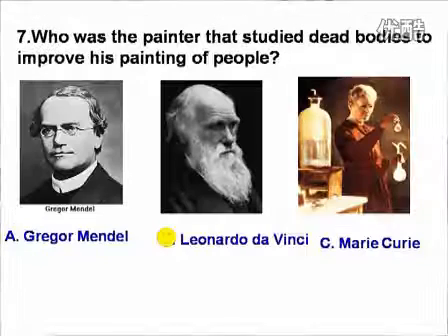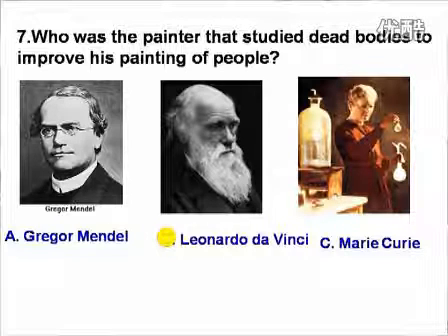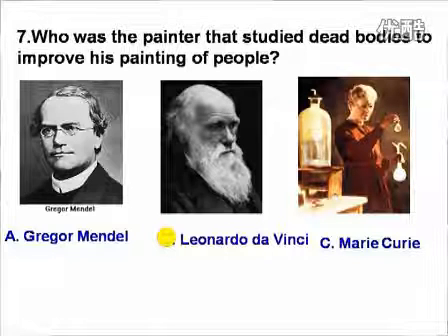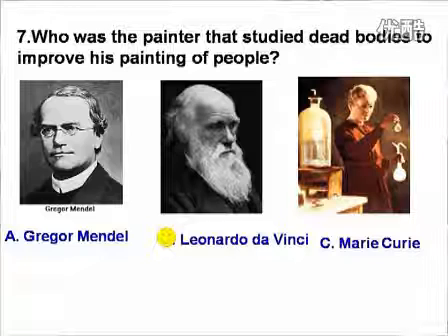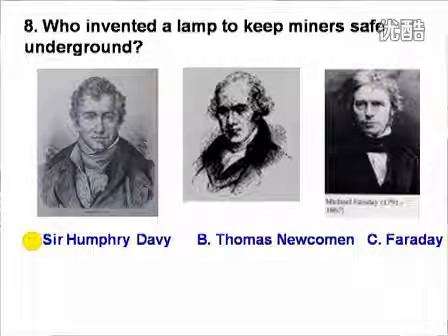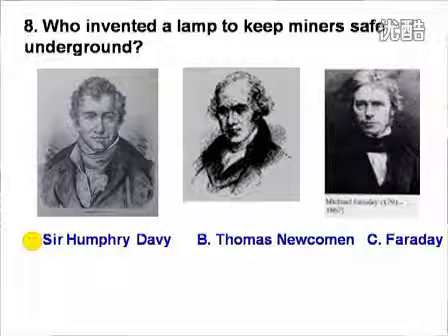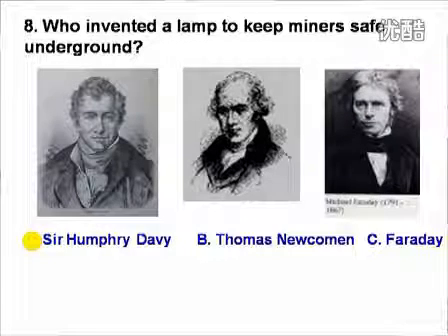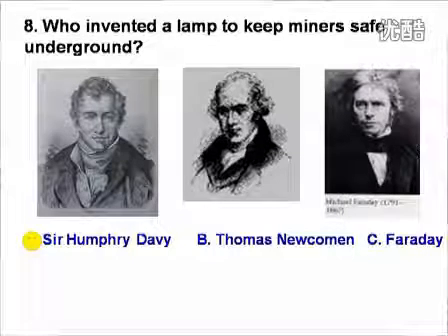Okay. Now number 7. Who was the painter that studied dead bodies to improve his painting of people? Okay. Now A, George Mendel. B, Leonardo da Vinci. Now Marie Curie. Okay. Of course we know that's B, Da Vinci. Okay. Now number 8. Who invented a lamp to keep miners safe underground? Okay. Now Sir Humphrey Davy. Thomas Newcomen. C, Faraday. Of course we know that's Davy.